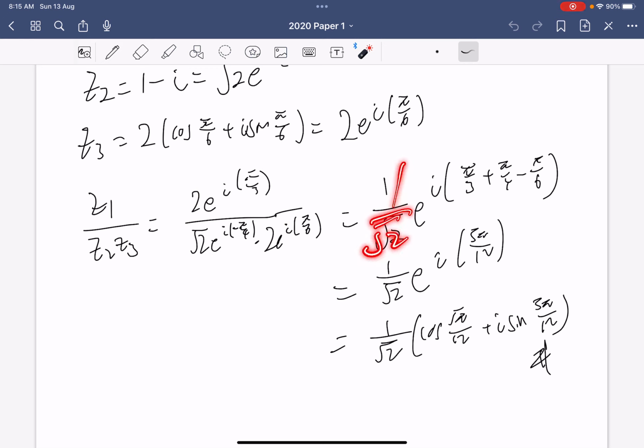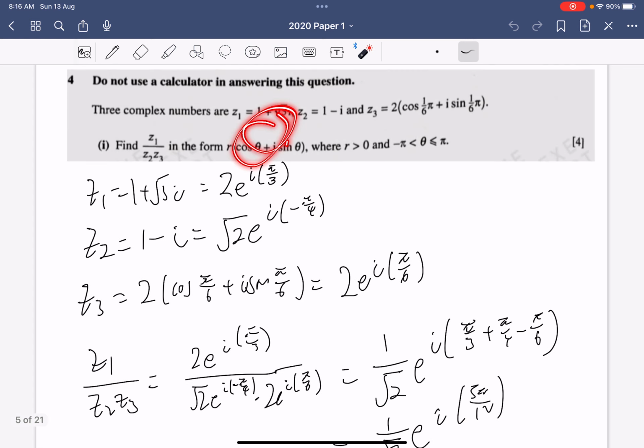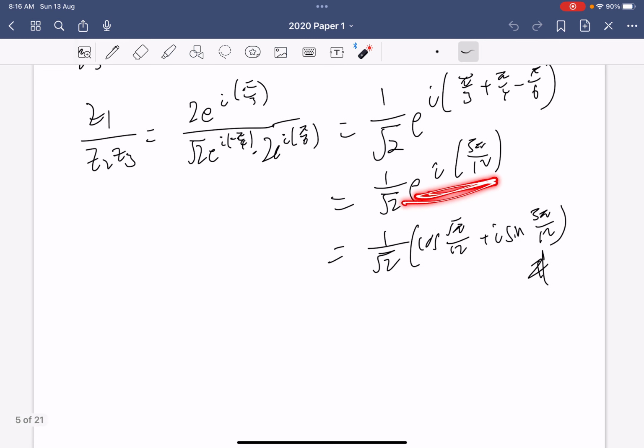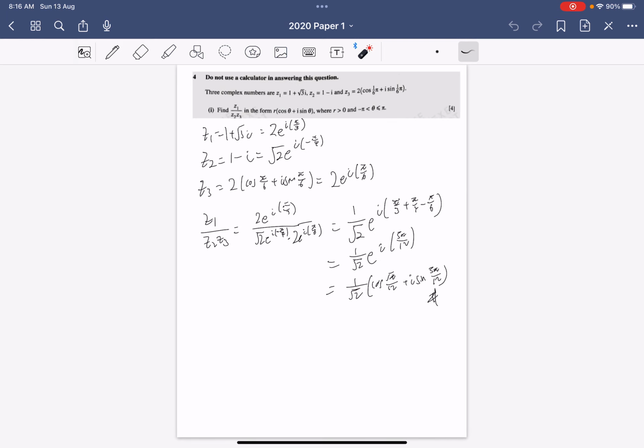You get out the constants, and for the e, you just need to bring up the power and then just do subtraction or addition to the top and bottom power. So it's π/3 minus π/4, so it's plus π/4, then minus π/6. And you should get this answer. Then from here, because we want it in r(cos θ + i sin θ), we know this can be written as cos 5π/12 plus i sin 5π/12. So that's easier to do compared to doing Z1, Z2 in such a complicated manner.